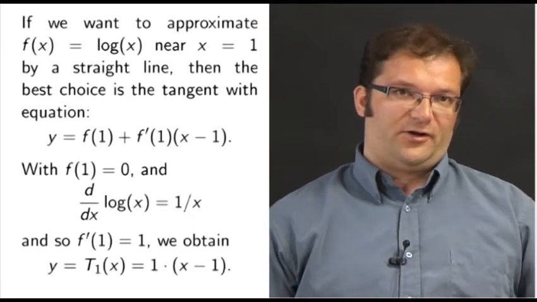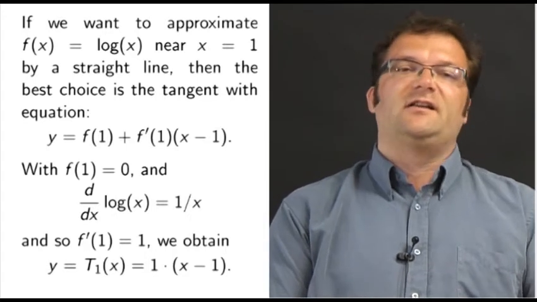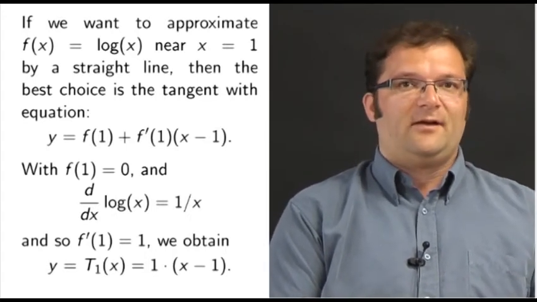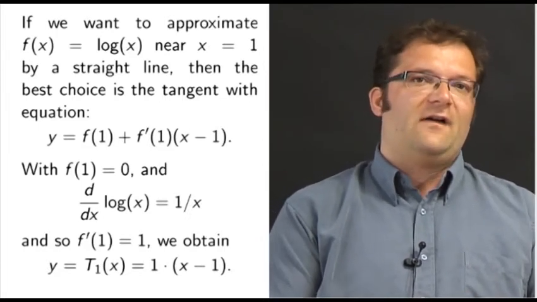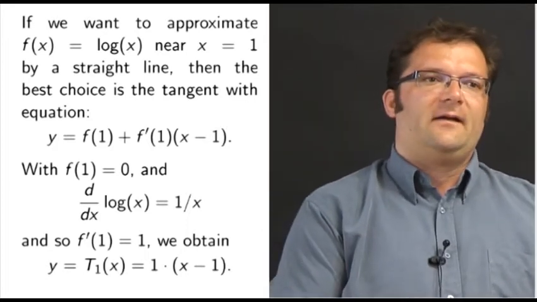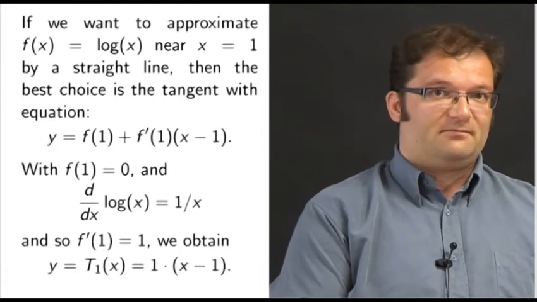Now, we want to use polynomials, and the simplest choice of a polynomial is just a linear function. y is a times x plus b, for example. You will know that a linear function gives us a straight line on our graph, so we want to approximate the graph of the logarithm using a straight line. And then you hopefully know that the best choice for this is the tangent.